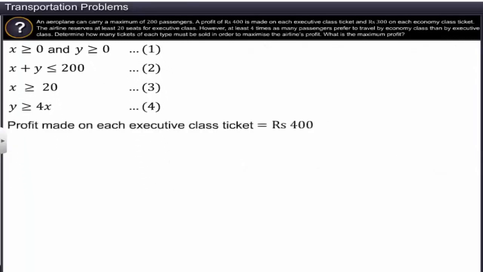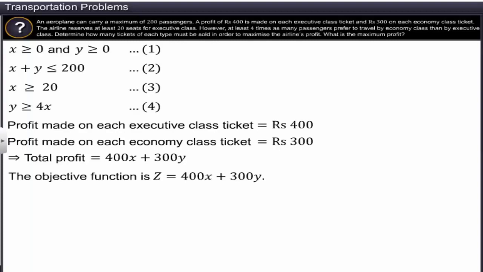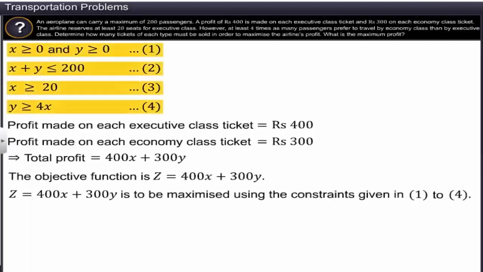It is given that a profit of 400 rupees is made on each executive class ticket and 300 rupees on each economy class ticket. The total profit is 400x plus 300y. Hence, the objective function is z is equal to 400x plus 300y. To find the maximum profit, the objective function should be maximized using the constraints 1 to 4.